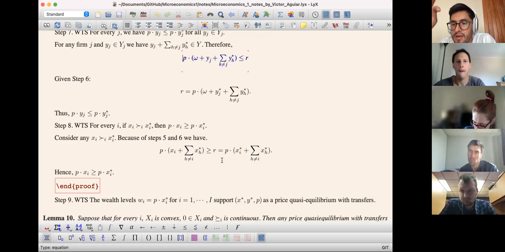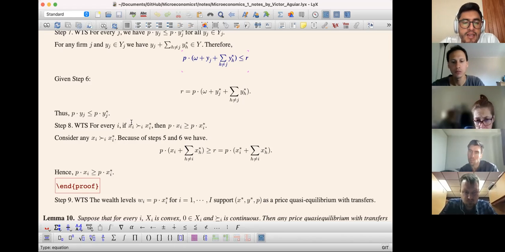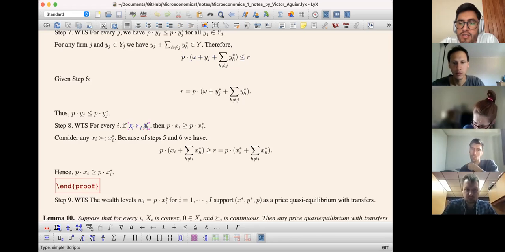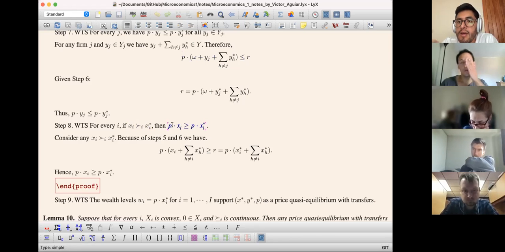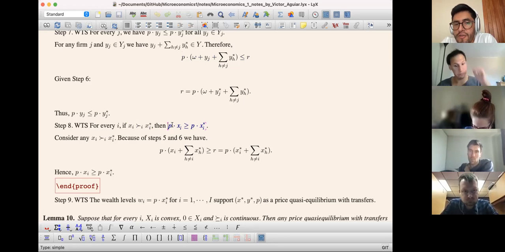This is what makes quasi-equilibrium different from equilibrium, right? So the only condition I want to check is that if I have an allocation that is strictly better than xi star, then it has to be that the allocation that is strictly preferred is weakly non-affordable, okay? In order to show that, consider any xi that is strictly better than xi star.